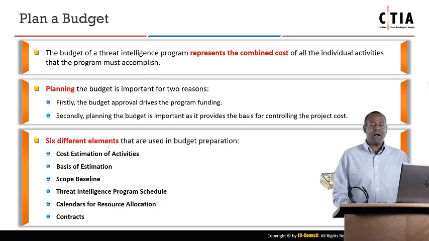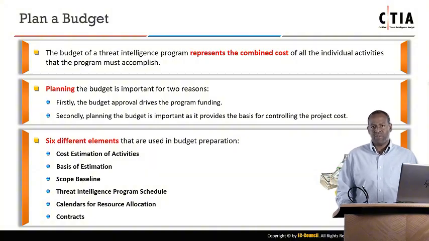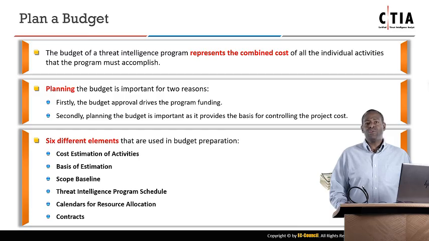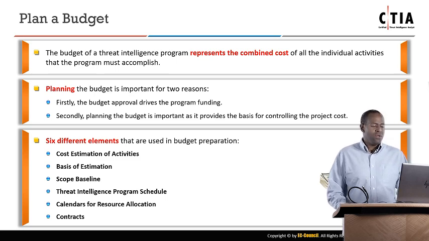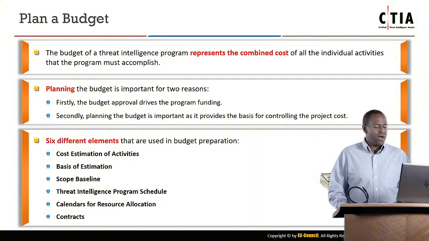Look at the scope of the baseline. We look at the baseline following the critical path of that project. What is the scope of it? How long does it last? Who is involved with it? And you can get a pretty good idea of budgeting for that. Next, the threat intelligence program schedule. What is the schedule for your threat intelligence program? When is it going to start? How long is the initial kickoff going to be, etc.?